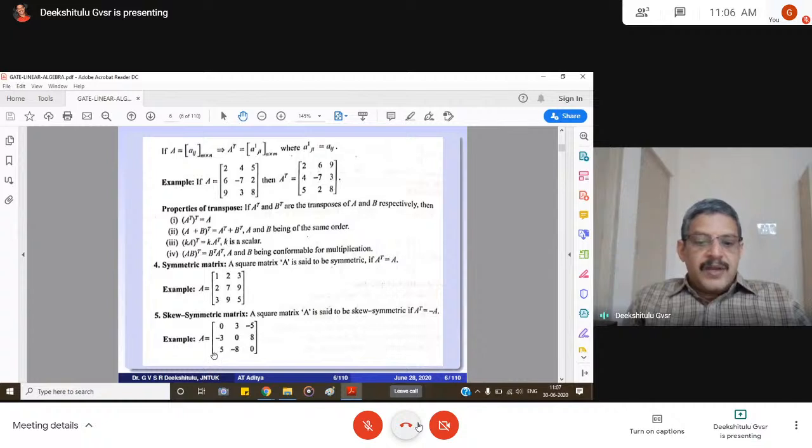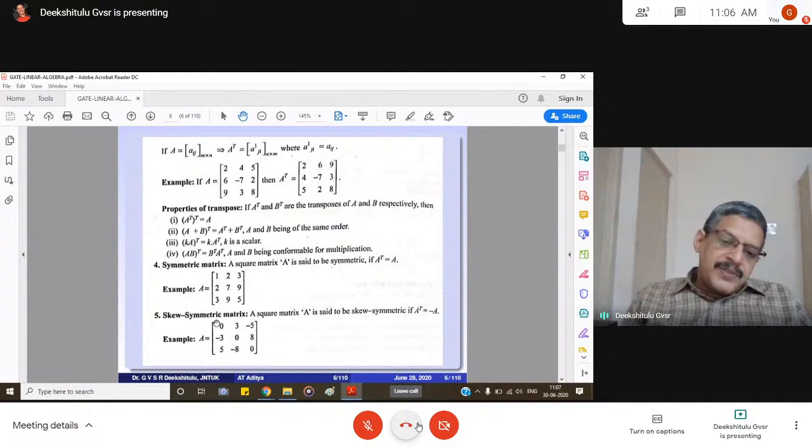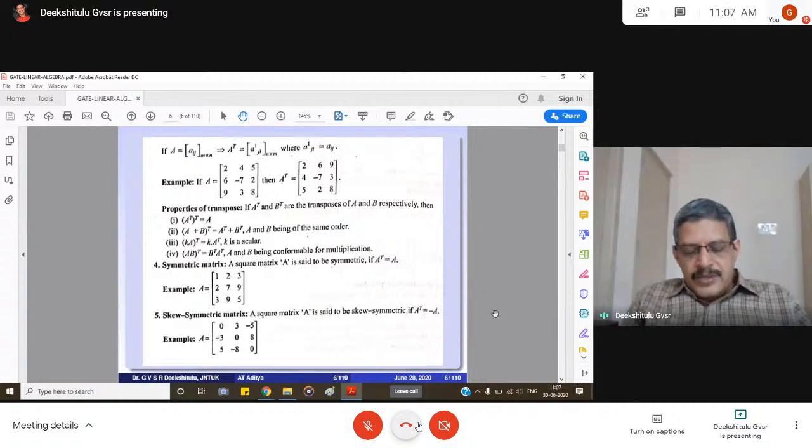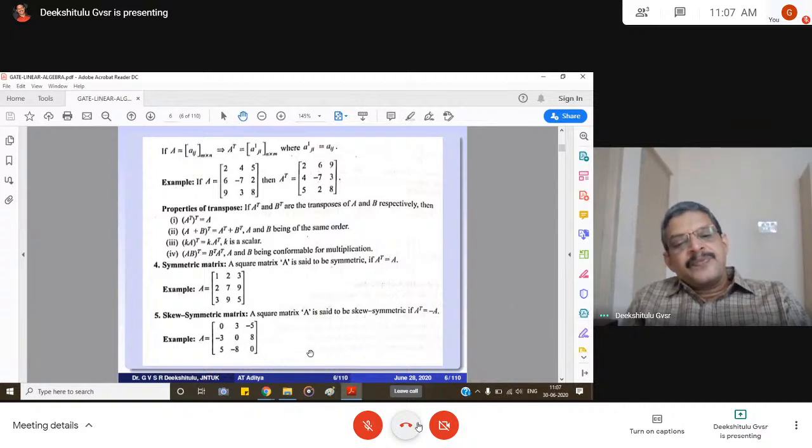Minus 5, 5, 8, minus 8. What happens if you have non-zero elements along this? They fail this condition. So for an anti-symmetric matrix, a skew symmetric matrix, the diagonal elements must always be 0.